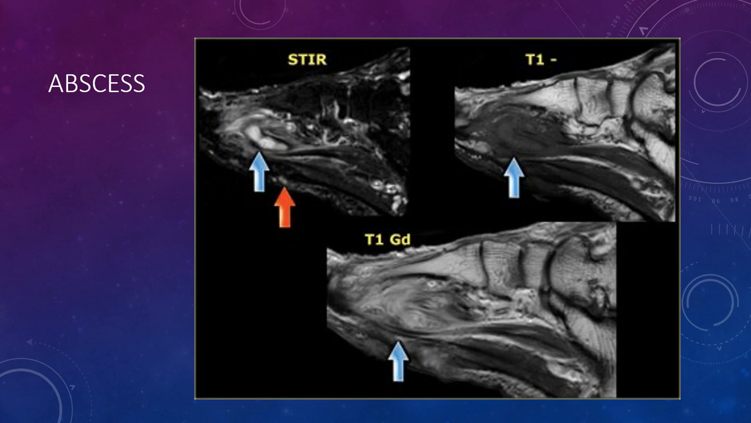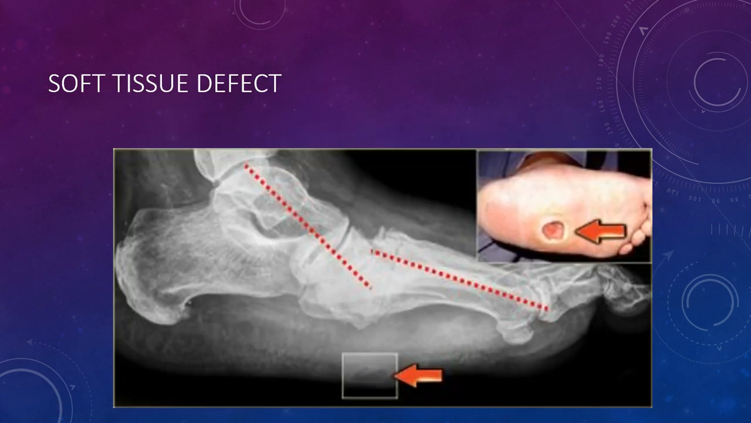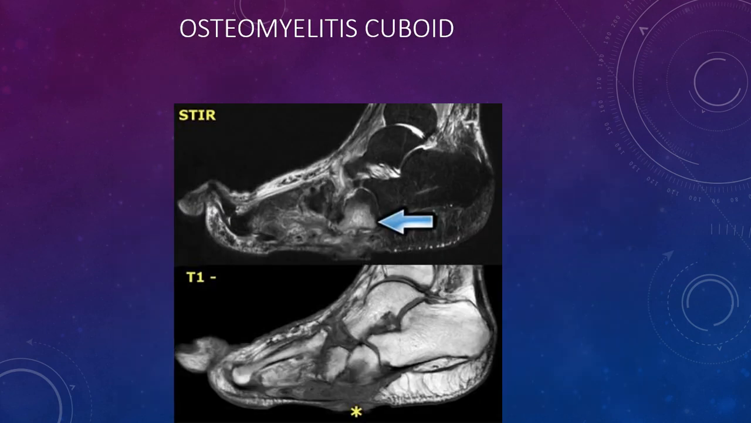And again, MRIs are helpful in many respects. They're useful for identifying abscess formation. They're helpful in showing polyarticular joint disease consistent with Charcot's joint disease. They're helpful in looking at and isolating the soft tissue defect and looking at details of the bone immediately adjacent to that soft tissue defect.